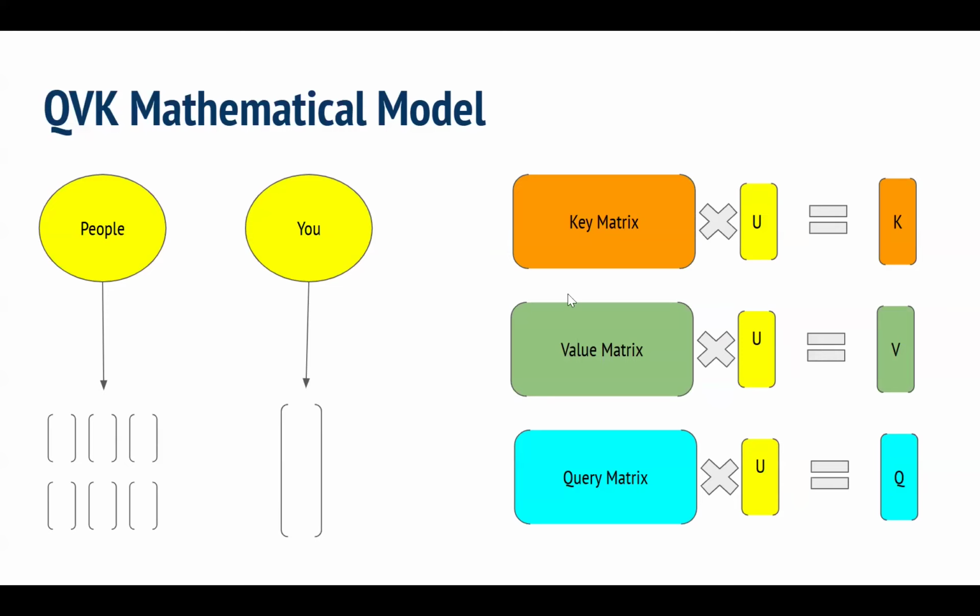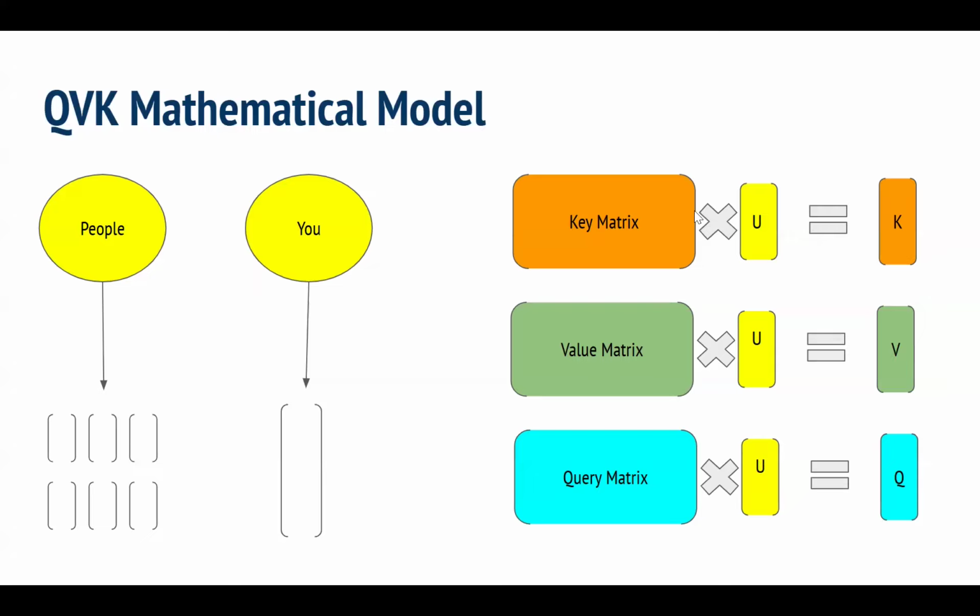And basically, there is a key matrix, a value matrix, and a query matrix. We just multiply your vector by the key matrix to get the key vector. You multiply your vector by the value matrix to get the value vector, and you multiply your vector by the query matrix to get the query vector. And that's why we reviewed the matrix multiplication in the first slide.